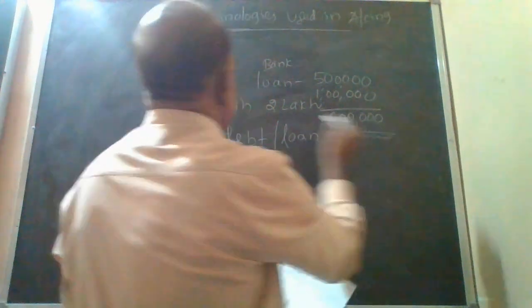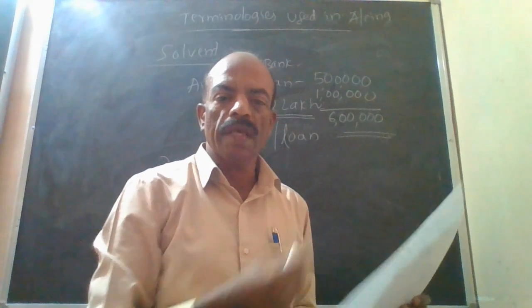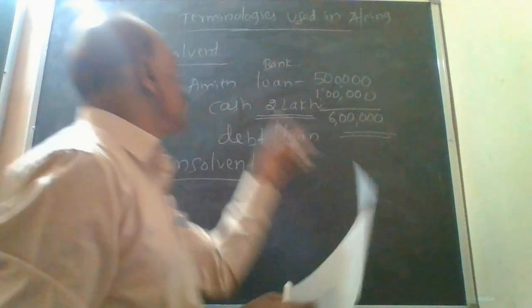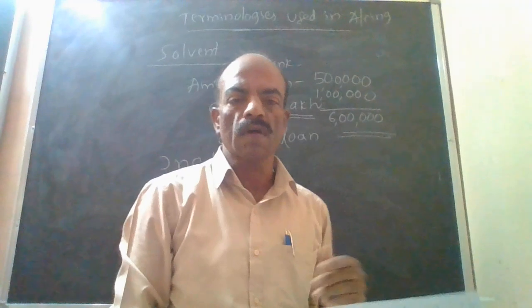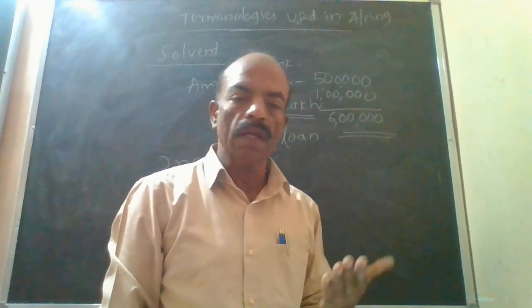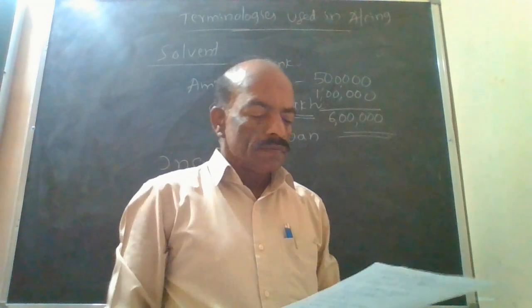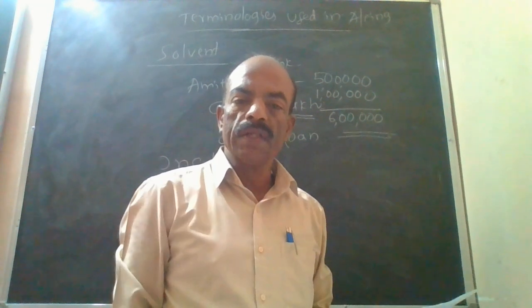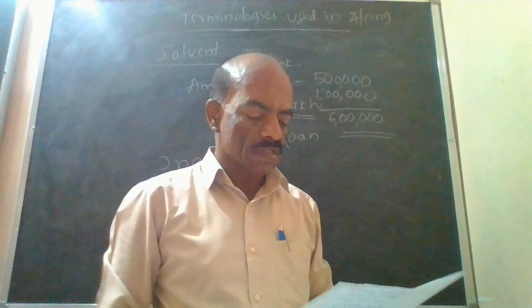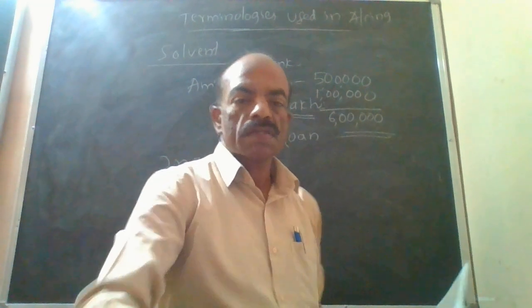But he has cash in hand of 2 lakh rupees. So in this case, we can tell Mr. Amit is an insolvent because he does not have the money to repay the loan amount. That is called insolvent. Insolvent means who is not able to pay the loan of the business. Next, we shall understand what is the expense.